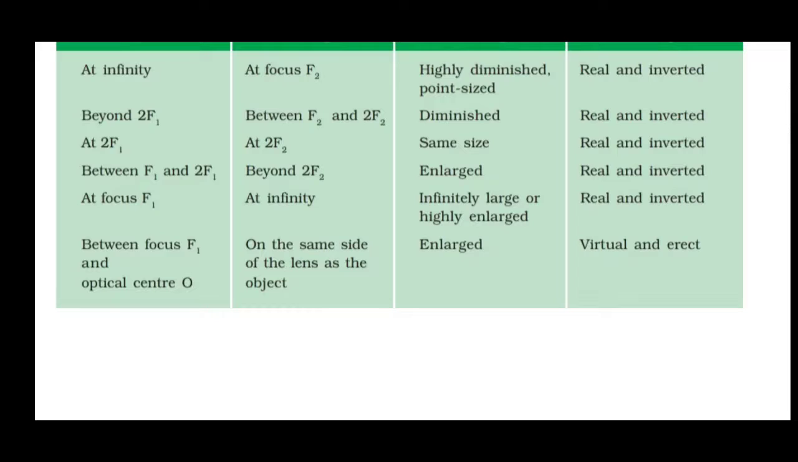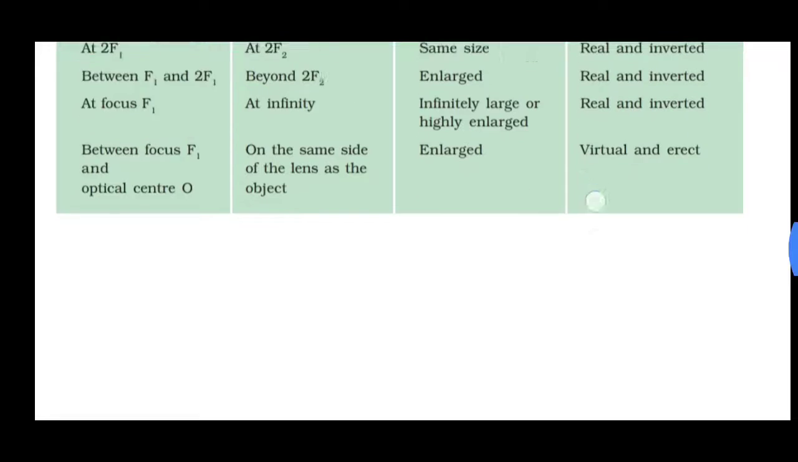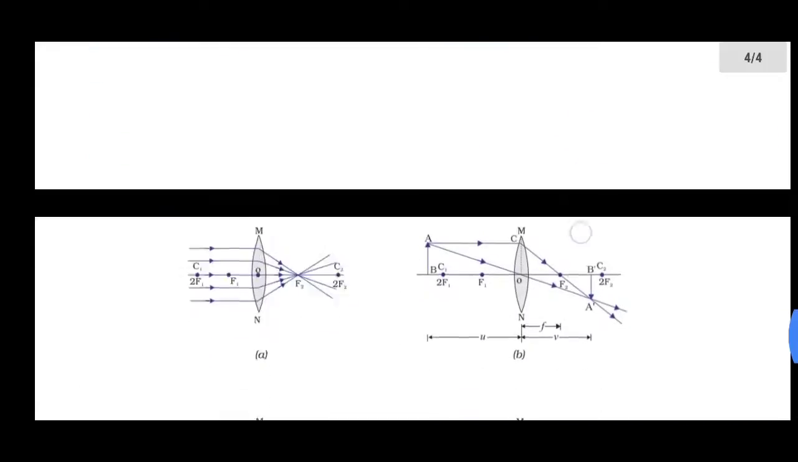When the object is between the focus f1 and the optical center O, the image will be on the same side of the lens as the object. When the image is formed on the same side, it will be virtual and erect, and the image will be enlarged. Now let's see the ray diagrams of the same.